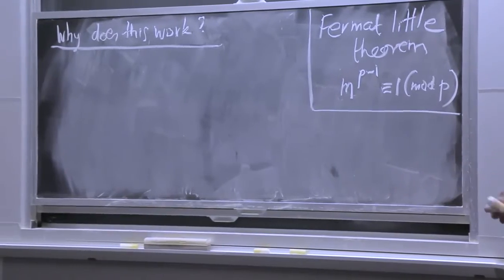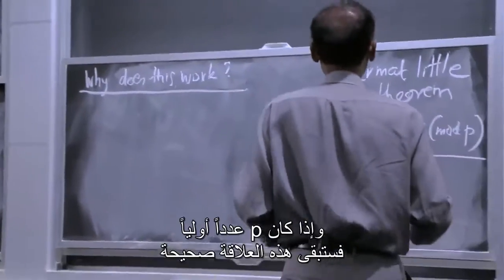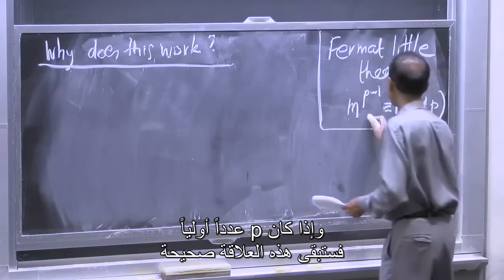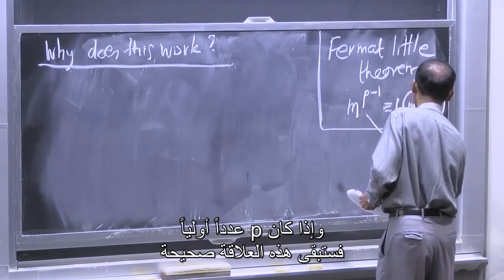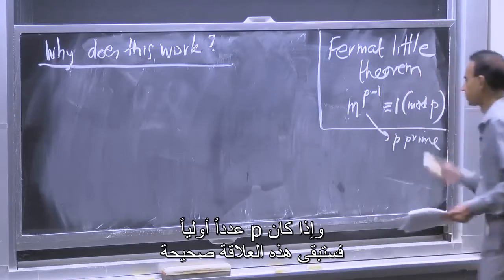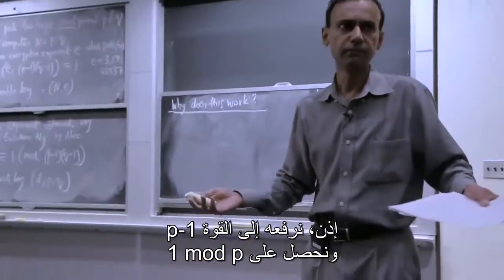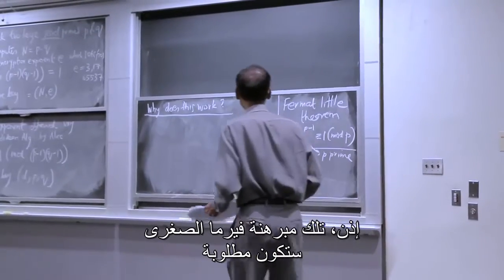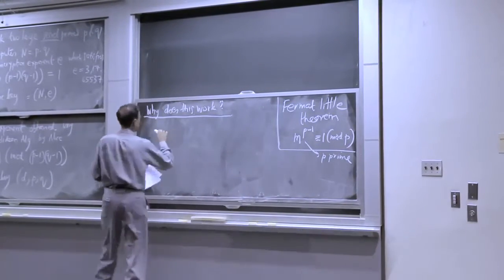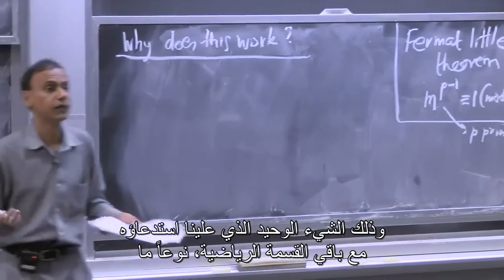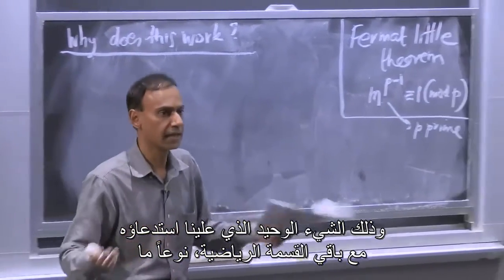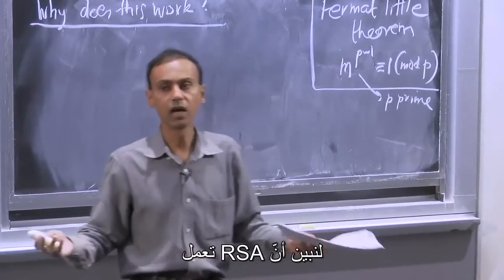You take M, an arbitrary number, and if P is a prime, then this relationship holds. You raise it to the P minus 1th power, and you get 1, mod P. So that's Fermat's little theorem that's going to be required, and that's pretty much the only thing you have to invoke beyond standard mod arithmetic to show that RSA works.